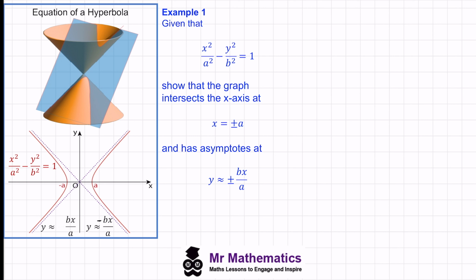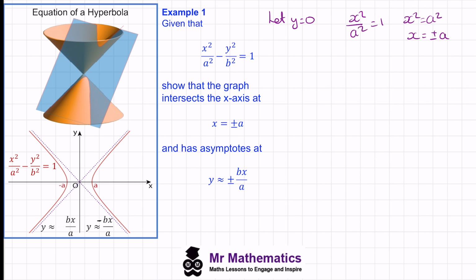So to find where it crosses the x-axis, we need to say let y equal 0. And when y equals 0, the y squared over b squared will go. So we have x squared over a squared will equal 1. And then we can move the a squared to the right-hand side. So we get x squared is equal to a squared. And then we can square root both sides. So x will be equal to plus or minus a.